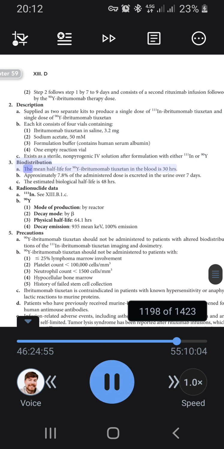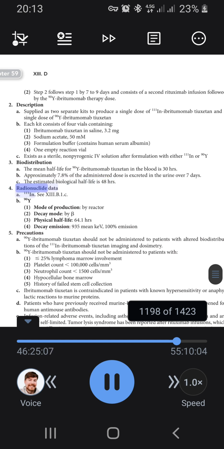3. Biodistribution. A. The mean half-life for yttrium-90 ibritumomab tiuxetan in the blood is 30 hours. B. Approximately 7.8% of the administered dose is excreted in the urine over 7 days. C. The estimated biological half-life is 48 hours.